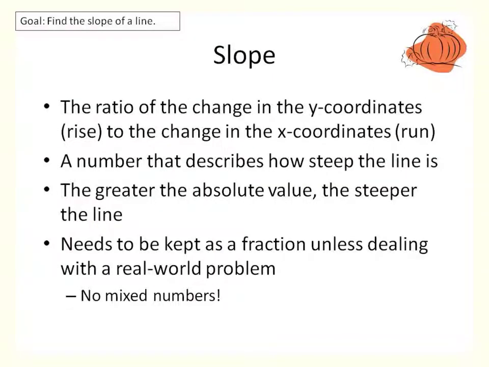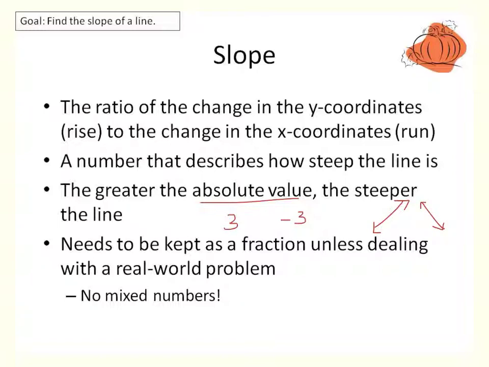So next we're going to go into slope, and the slope is the ratio of the change in the y-coordinate to the change in the x-coordinate, which is your rise over run. And the number itself describes how steep a line is. And when we talk about how steep a line is, we want to take the absolute value of a number. So a number with a slope of 3 and a slope of negative 3 actually have the same steepness. It's just one line is going this way and the other line is going that way, but if you're skiing down that hill, it's the same steepness going either way.